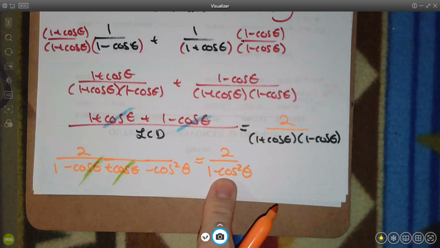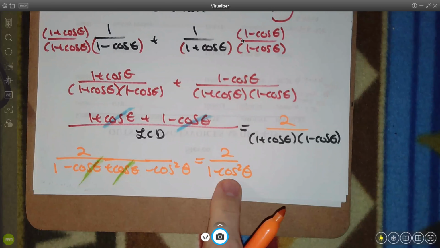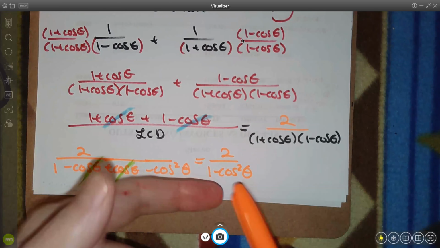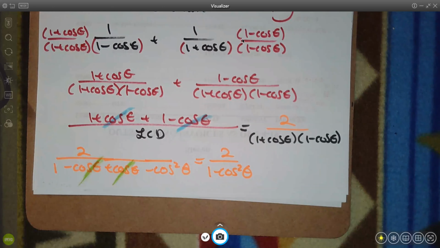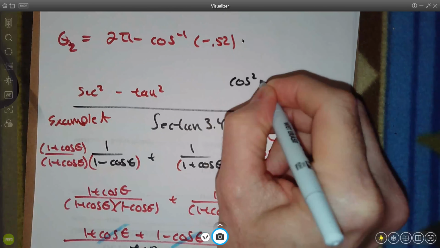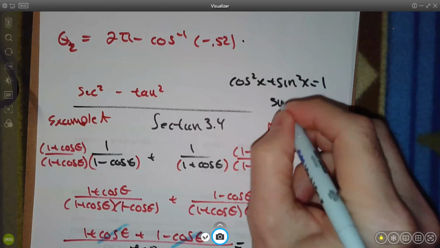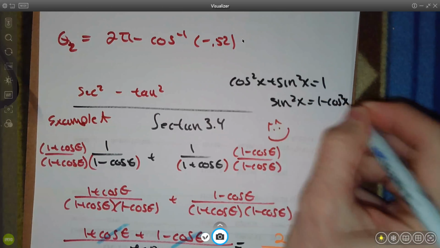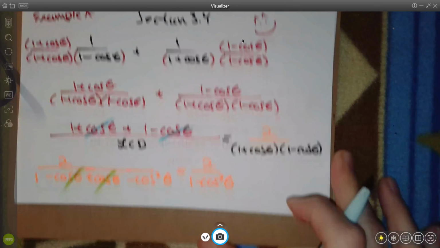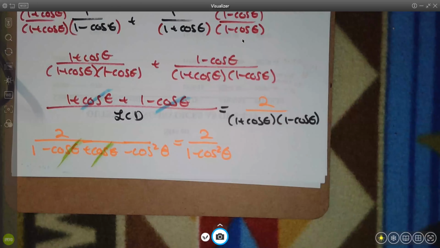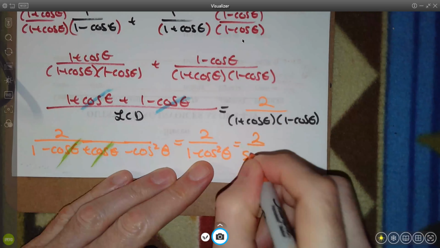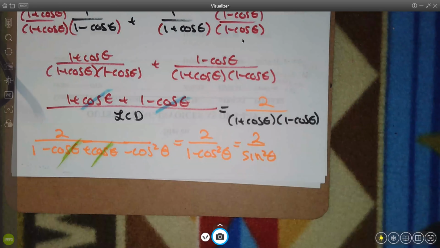1 minus cosine squared of theta should be familiar. Sine squared of theta. Anytime you see these squared terms, sine squared, secant squared, tangent squared, etc., you should start thinking about the Pythagorean theorem. So the Pythagorean theorem, just to remind you, cosine squared x plus sine squared x equals 1. If I move one of these to the other side, I get, for instance, sine squared x equals 1 minus cosine squared of x. Wow, and that's exactly what I have down here. So this would be 2 over sine squared of theta.